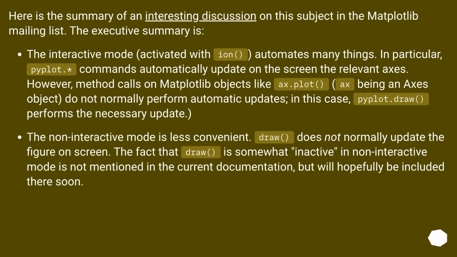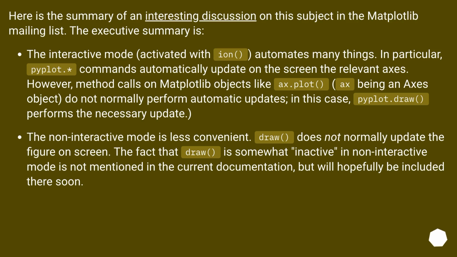Here is the summary of an interesting discussion on this subject in the Matplotlib mailing list. The executive summary is: the interactive mode, activated with ion, automates many things. In particular, pyplot commands automatically update on the screen the relevant axes. However, method calls on Matplotlib objects like ax.plot, ax being an axis object, do not normally perform automatic updates. In this case, pyplot.draw performs the necessary update.